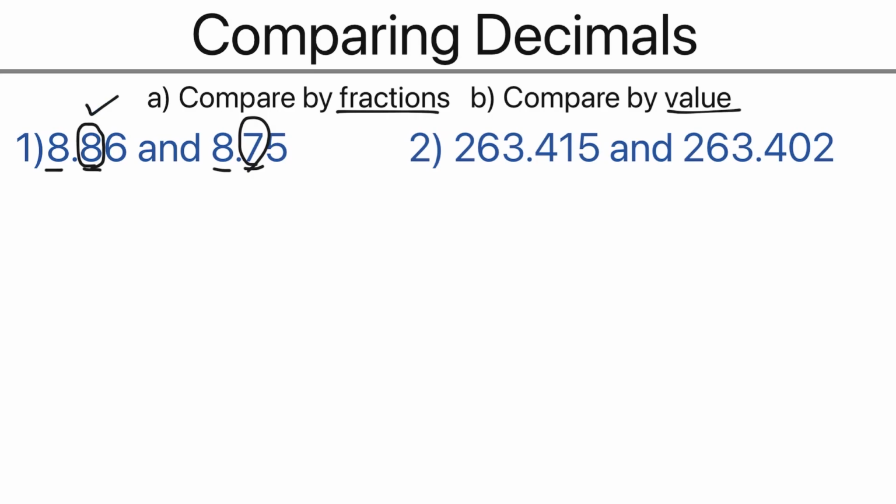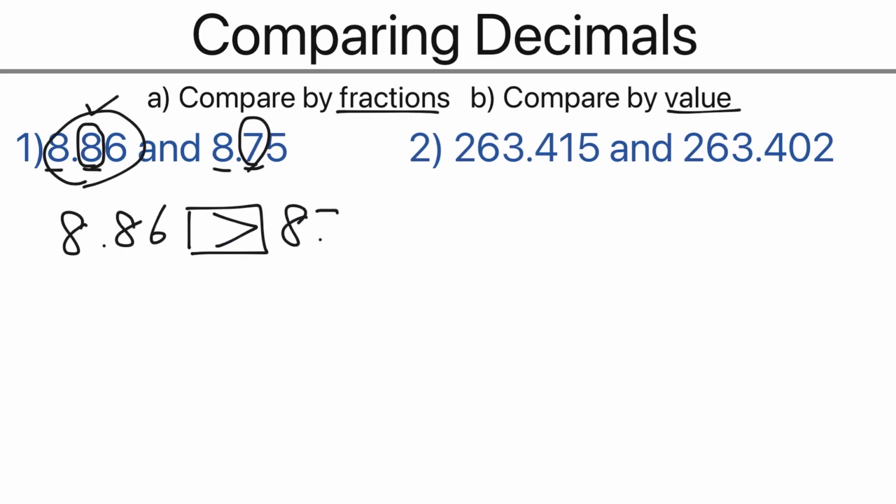And just by that, we will know the first number is greater than the second number. So we will simply put 8.86 greater than 8.75. As you can see, the second method is much faster and easier. But in some of the assignments or tests given to you, you may be asked to compare decimals by fractions, so make sure that you know both methods so that you can compare them accordingly.